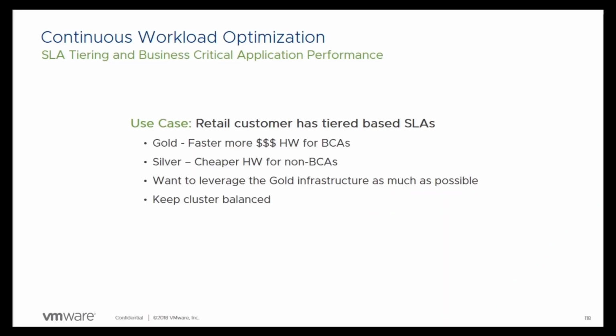In this video, I'll be showing you the workload optimization feature of vRealize Operations. The specific use case we're going to be talking about is how to set up SLA tiering for your business critical applications. The example I want to use is of a retail customer. This retail customer happens to have a gold cluster that's brand new hardware, super fast, and they want all their business critical apps to run on that particular gold cluster.